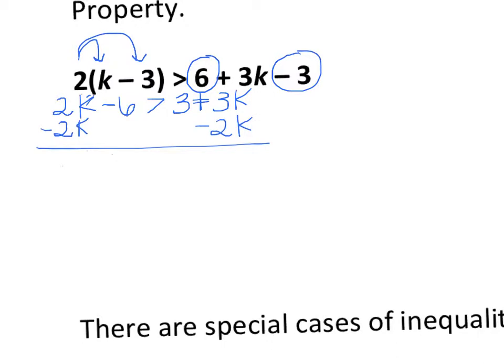So what am I left with on the right-hand side? Good. 3 plus k. Very good. Last step is to take away 3 from both sides, and what's my answer in terms of k? K is what? Less than. Good. K is less than negative 9.